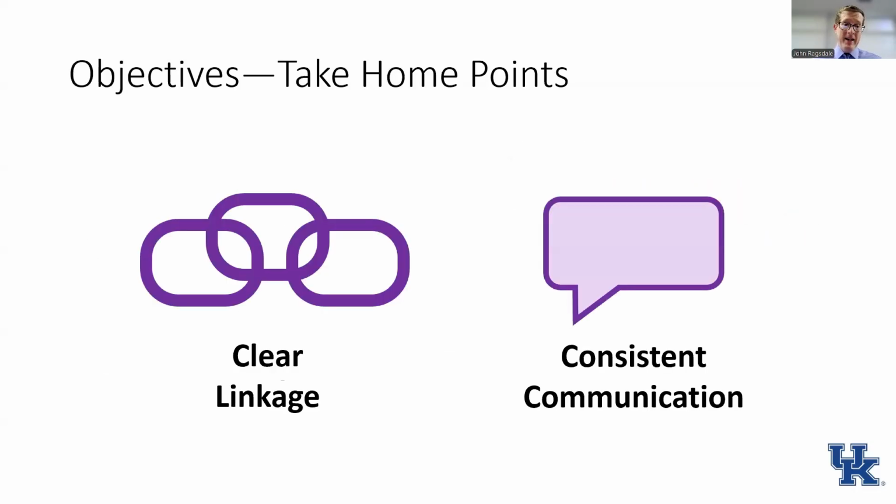And that really speaks to the take-home points from this session. When we're talking about objectives, whether we're talking about program objectives, course objectives, or session objectives, it's really important to have clear linkages. How did each of those relate back to the other levels? It's also important that we have really consistent communication so that all the people that are involved in the curriculum, all the people that are involved in teaching and working with students, including the students themselves, understand those objectives.